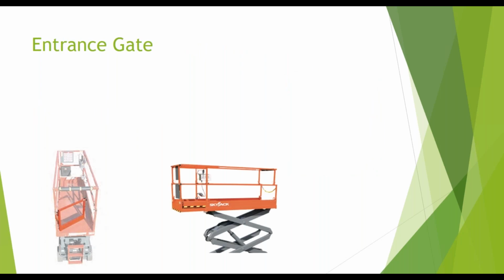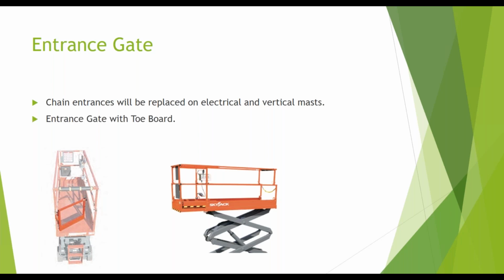The next thing that's going to change are entrance gates. A lot of you may know, for example, the scissor lift you see here to the right, the chain entrance will be replaced on electrical and vertical masts. Due to the simplicity and cost effectiveness, the most prevalent scissor lift entrance in the North American market today is the chain entrance. With the new standard, flexible devices are no longer permitted to be used as platform gates, and toe boards have to be present on all areas of the work platform, including the entrance.